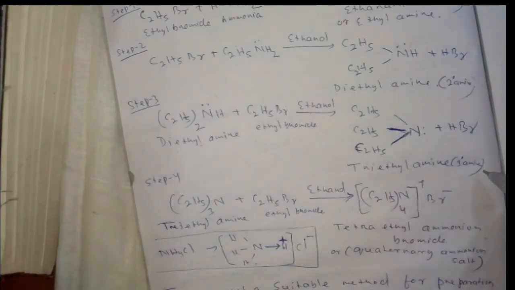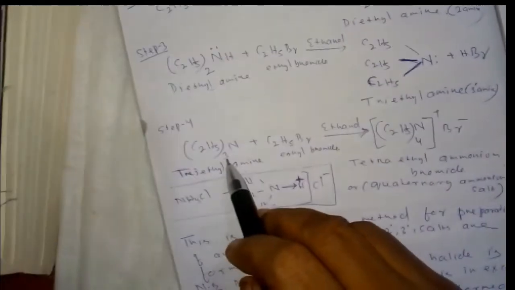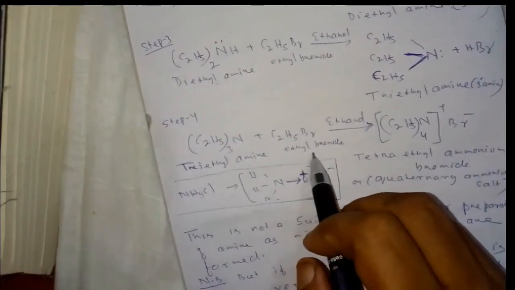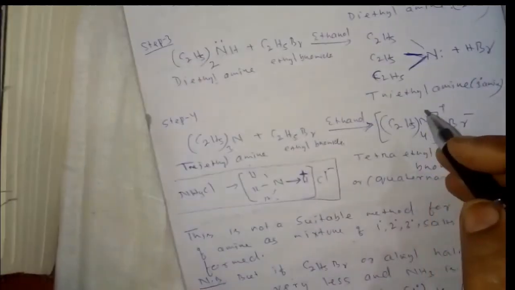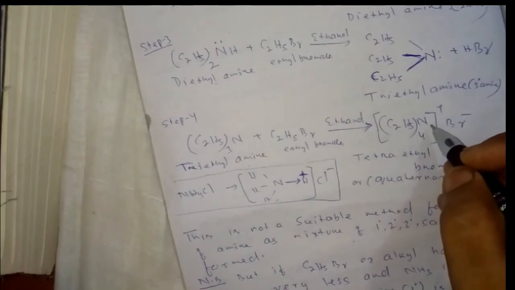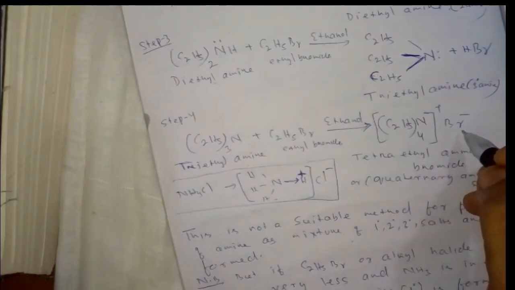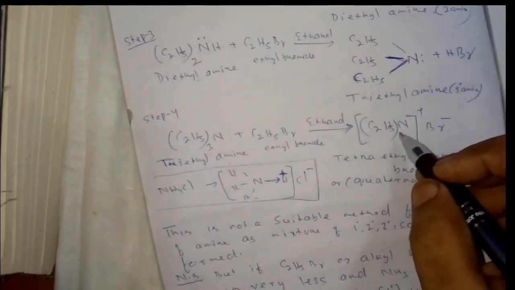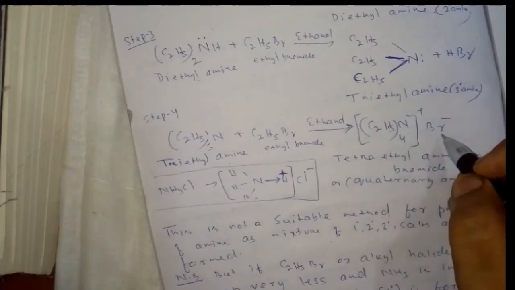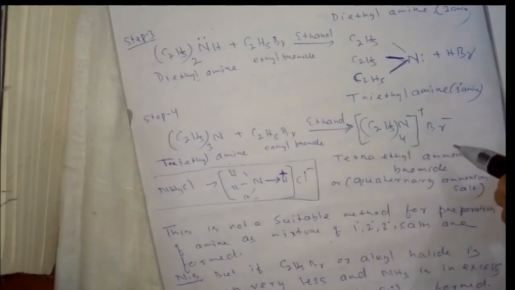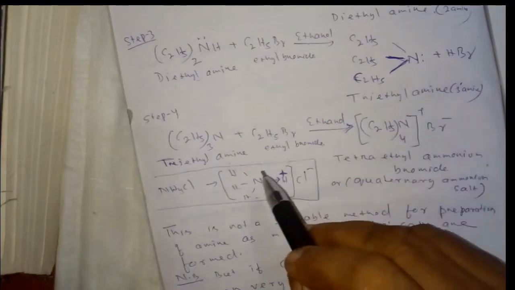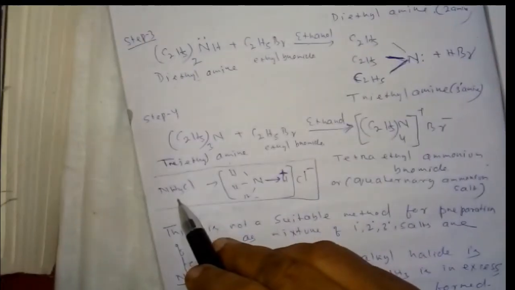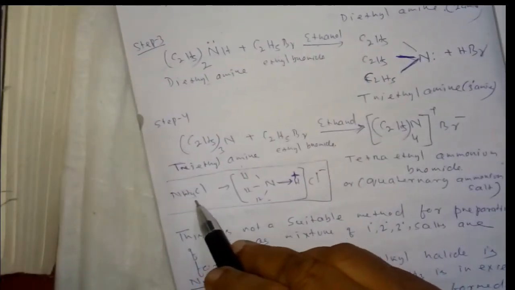Triethylamine, or tertiary amine. In the fourth step, this triethylamine will also react with ethyl bromide to give tetraethyl ammonium bromide. It is termed tetraethyl ammonium bromide, or quaternary ammonium salt. This is like NH4. We are very much acquainted with NH4Cl, ammonium chloride.